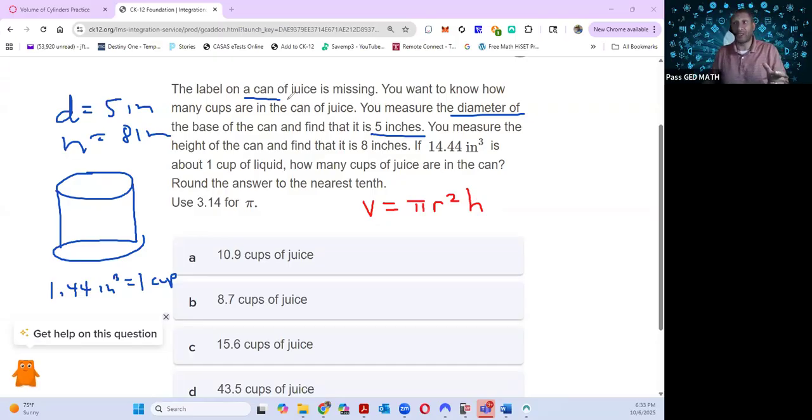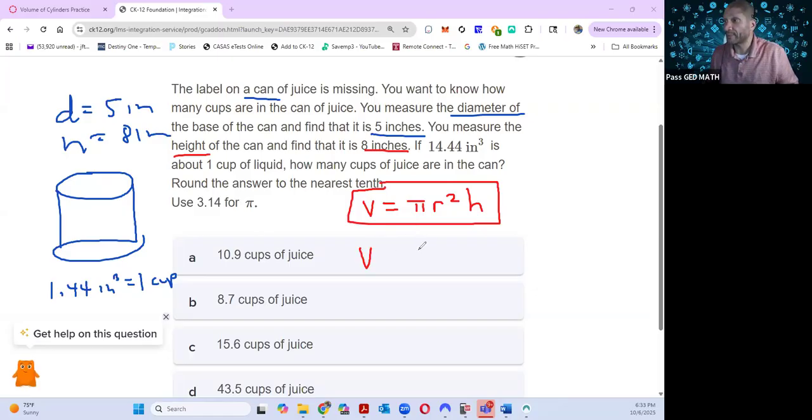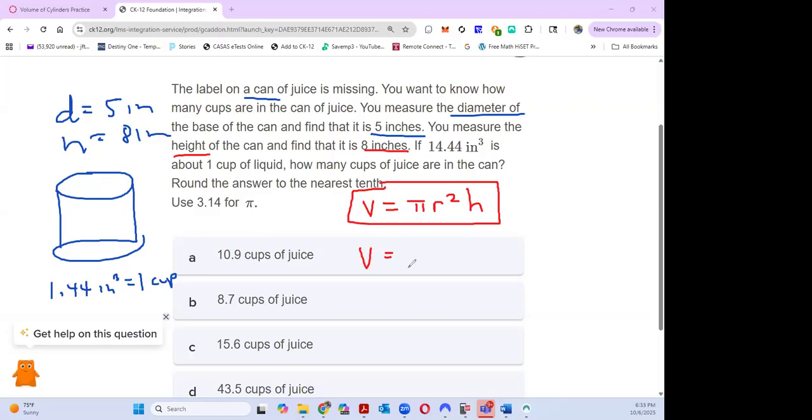A can is a cylinder. My diameter is 5. My height is 8. My formula to find the volume of a cylinder is pi r squared h. Now we just substitute. What's pi? 3.14.